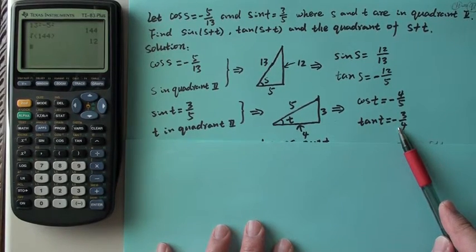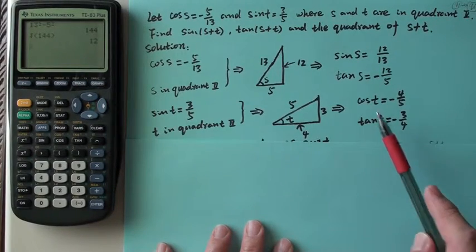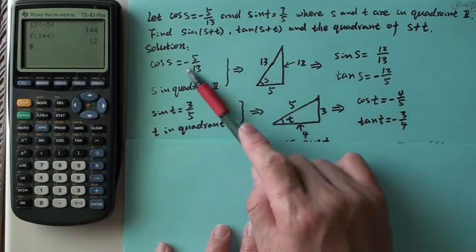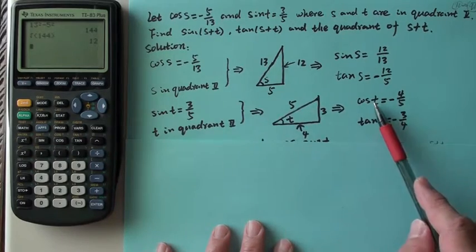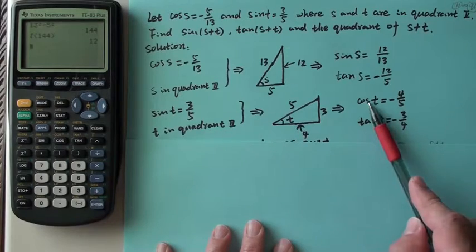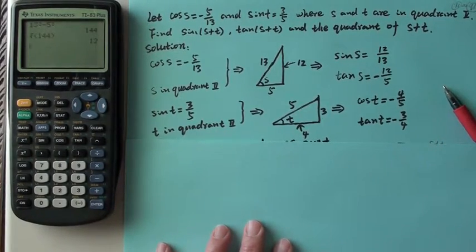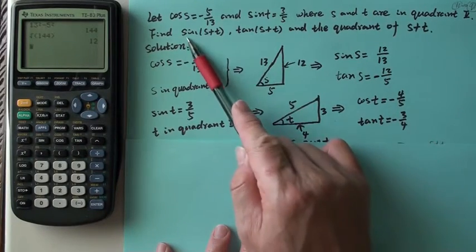So you have almost all the values you needed: sine, cosine, and tangent for s, and sine, cosine, and tangent for t. Okay, you have all the values you needed. Now you are ready to do this one.